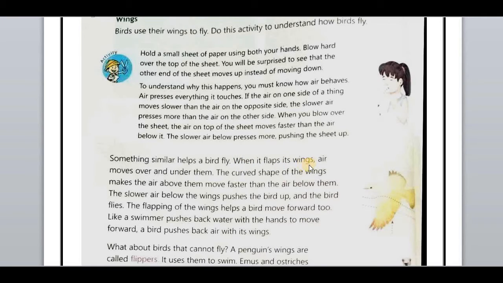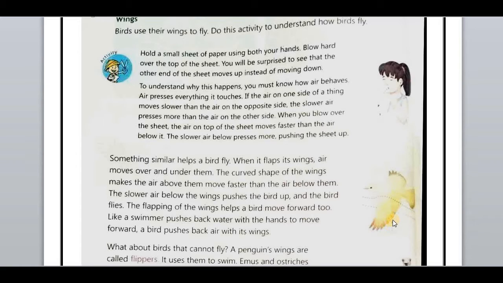When a bird flaps its wings, air moves over the upper side and under them. The curved shape of the wings makes the air above them move faster than the air below them. Clear?